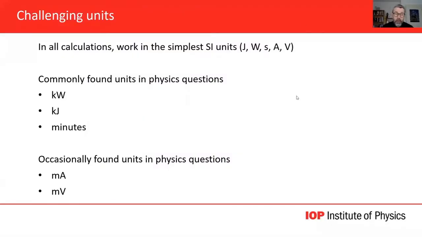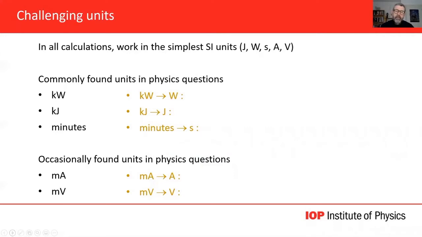We also need to look at units. This is important when doing physics because we should always be working in the simplest SI units, for instance, joules, watts, seconds, amps, and volts. However, we often find in physics questions that more complex forms of these units are found, such as kilowatts, kilojoules, minutes, and sometimes as well milliamps and millivolts. Now, what's important is that we can convert these back to watts, joules, seconds, amps, and volts.